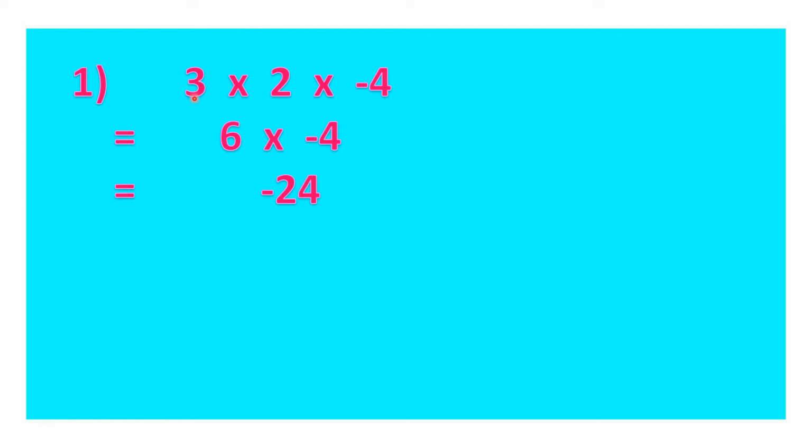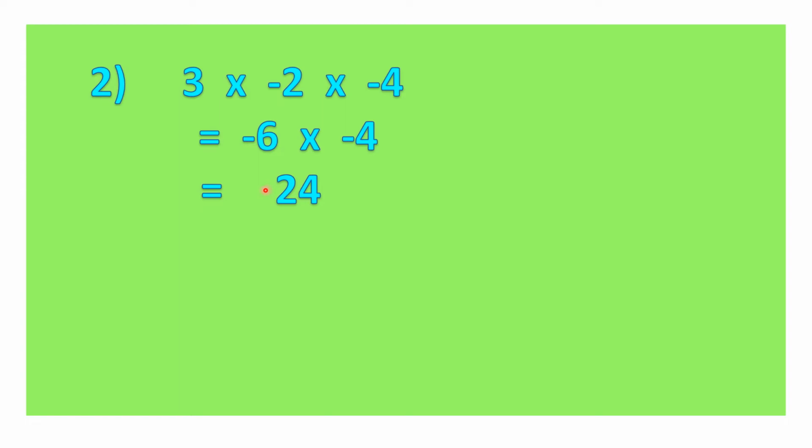Okay, so here the first two numbers are 3 and 2. Now 3 into 2 is 6, right? Now minus 4 written as it is. Now 6 into minus 4 is minus 24. Why? Rules says that positive, negative, so answer should be negative, right? 6 into 4 is 24 and plus into minus is minus. So we get minus 24 as the answer, right? Let's look at few more examples.